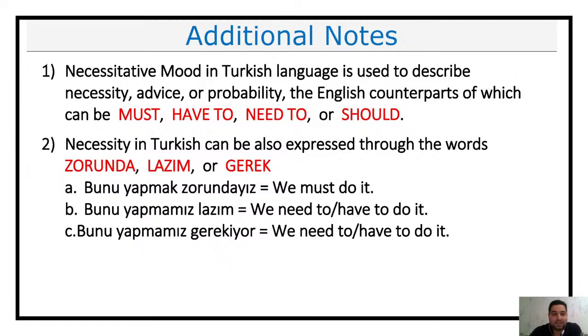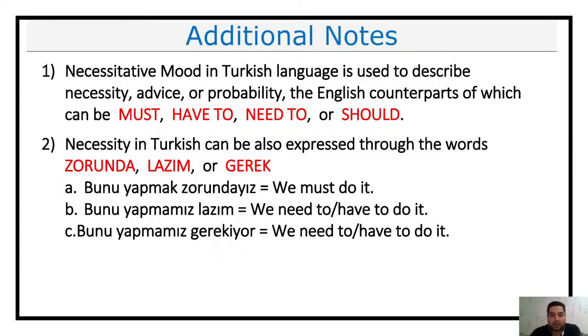The second note is that necessity in Turkish can also be expressed through three other words: zorunda, lazım, and gerek. Gerek here is, by the way, the verb gerekmek. There is a verb gerekmek, which means to require, to necessitate. But zorunda and lazım are not verbs. With gerek, we basically use the verb gerekiyor. And you see examples below.